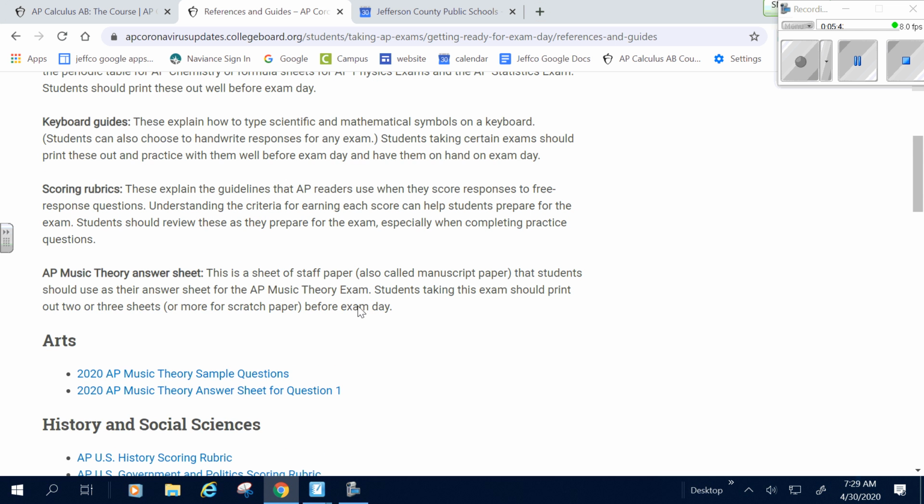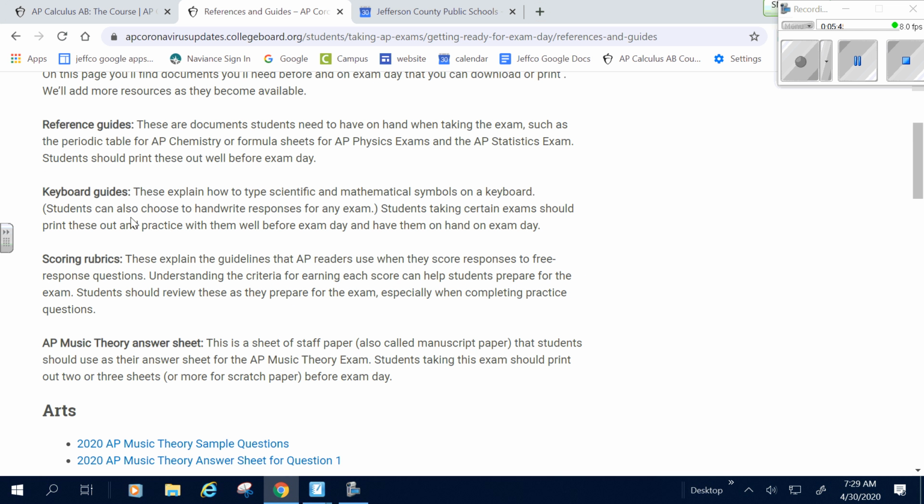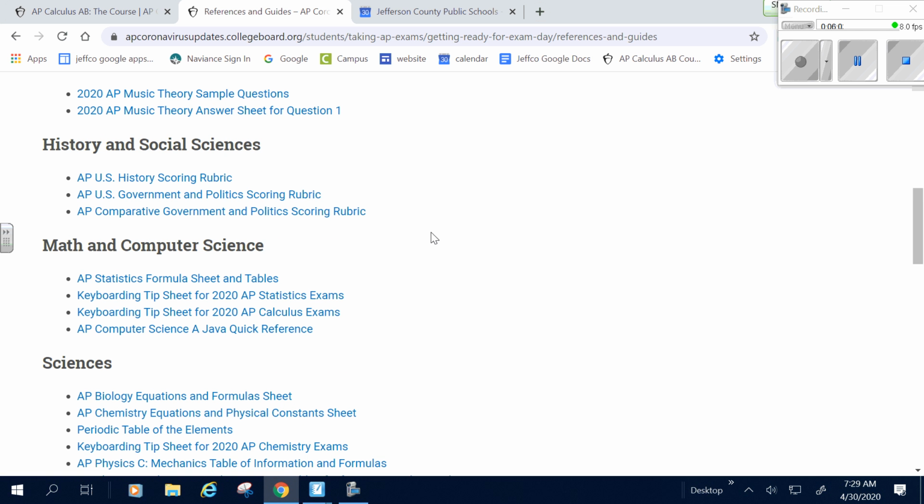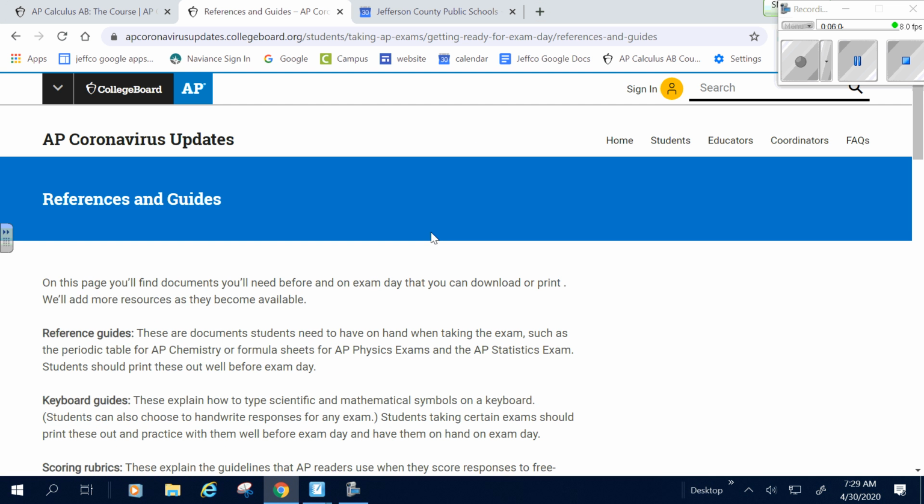But if you're going to use keyboards, if you're going to keyboard your responses instead of writing them, then you should definitely look at that, okay? We'll talk about the keyboarding tip sheet for 2020 AP Calculus exams. We'll talk about formulas and organizing your notes.